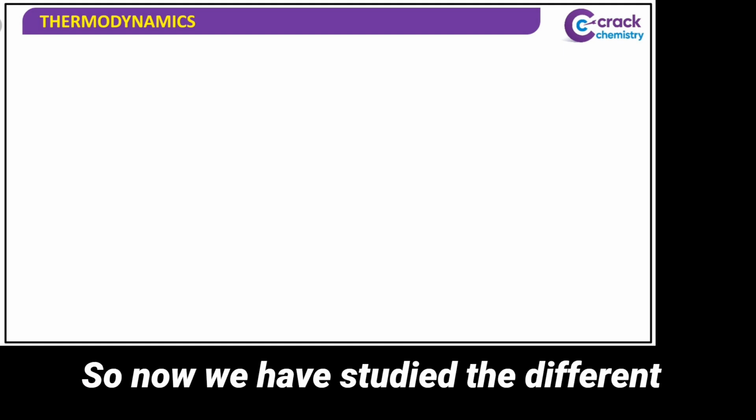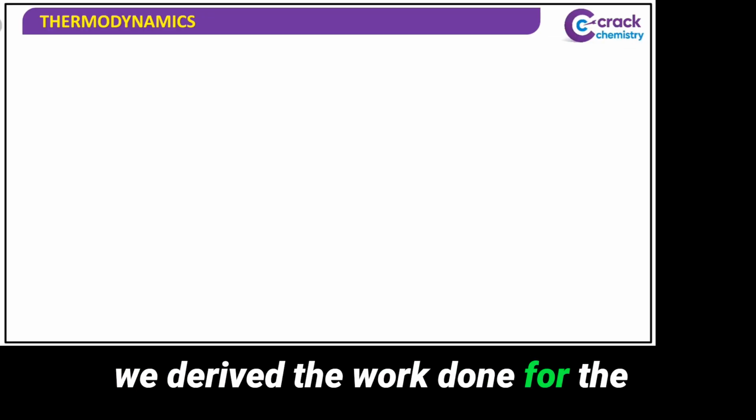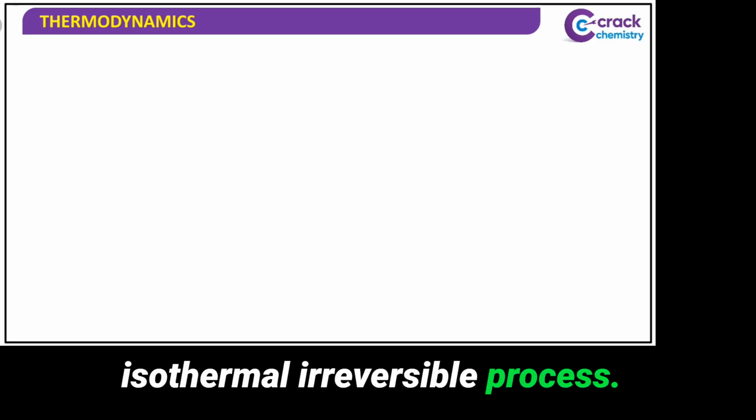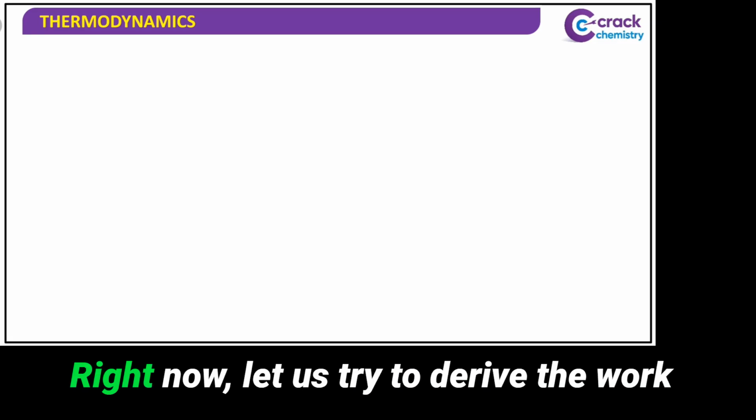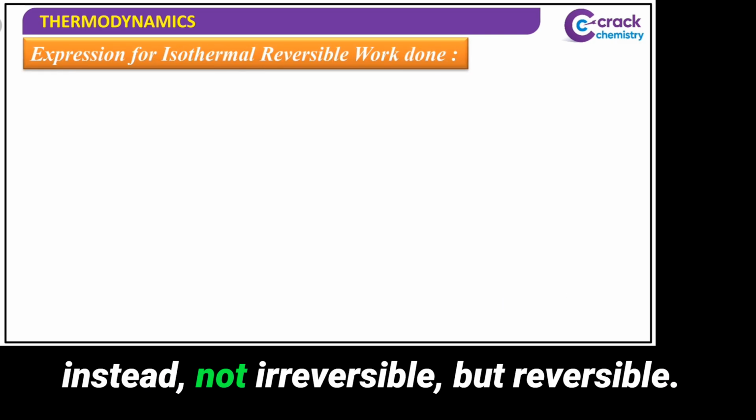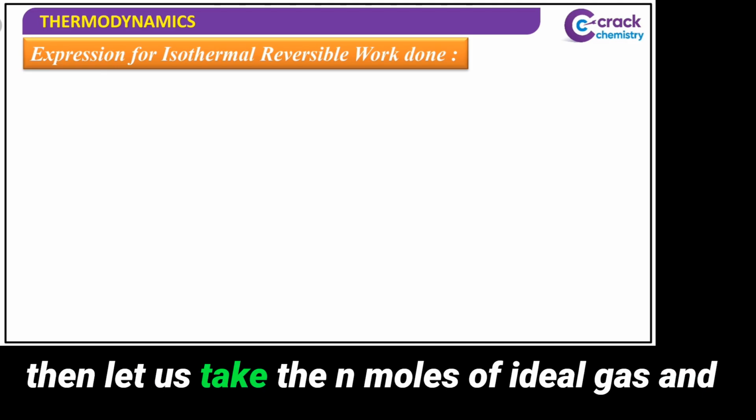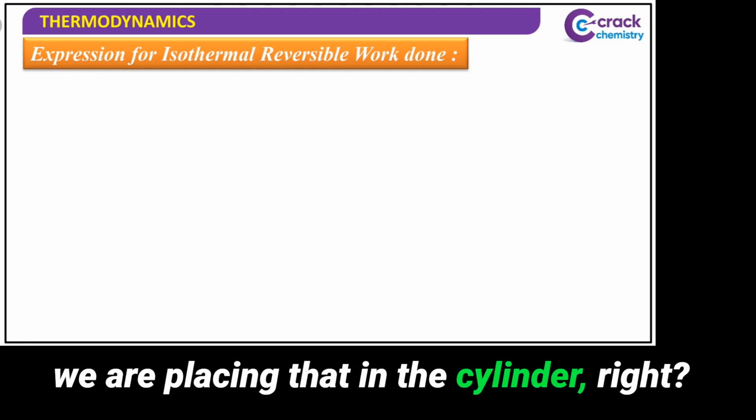So now we have studied the different processes, the work done, and also we derived the work done for the isothermal irreversible process, right? Now let us try to derive the work if the isothermal process is reversible instead, not irreversible but reversible. So for that, if you want to find the expression, then let us take n moles of ideal gas and we are placing that in the cylinder, right?